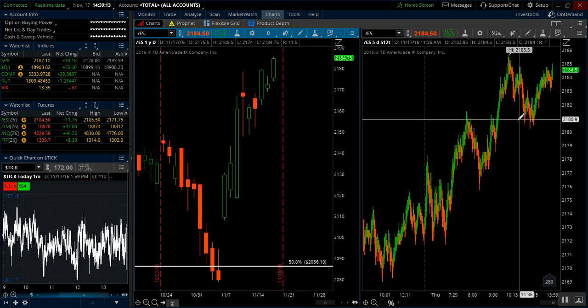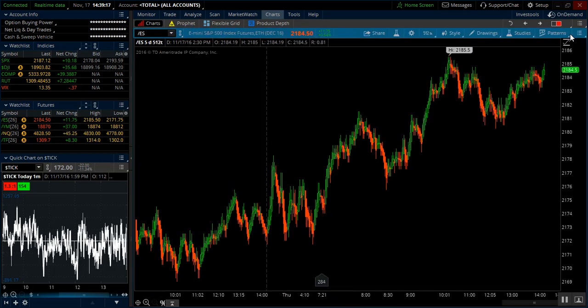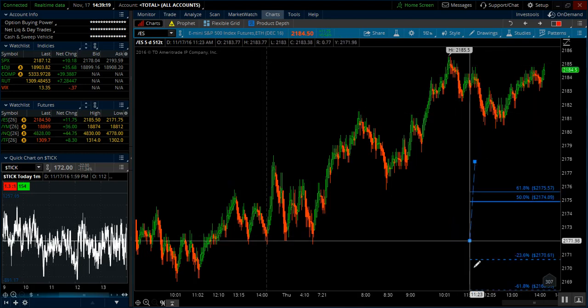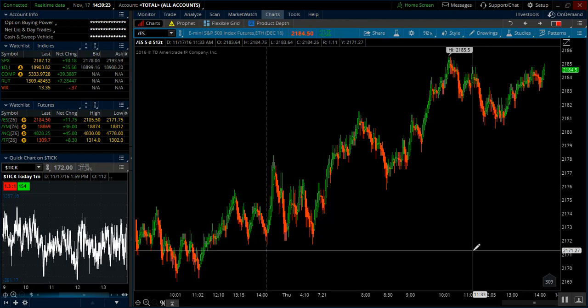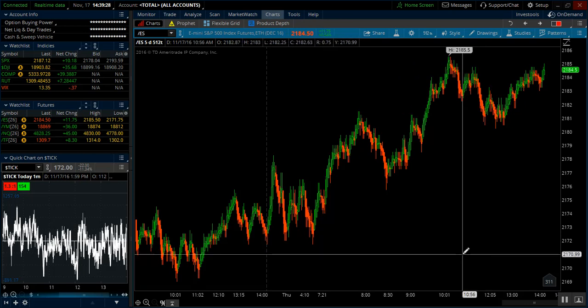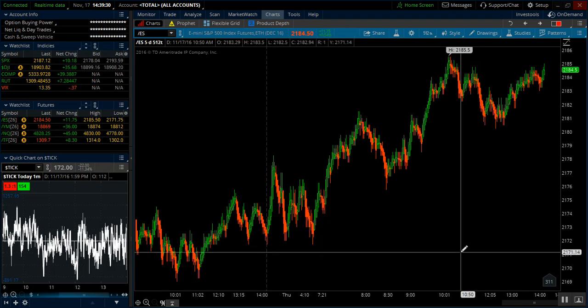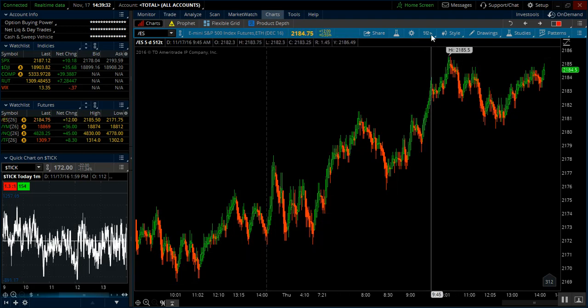So when I'm looking at a 512 tick chart, I will sometimes look at a 15-minute chart or a 5-minute chart, but a lot of times you can pick out the larger retracement setups right on the 512 tick chart. So let me show you what I mean.